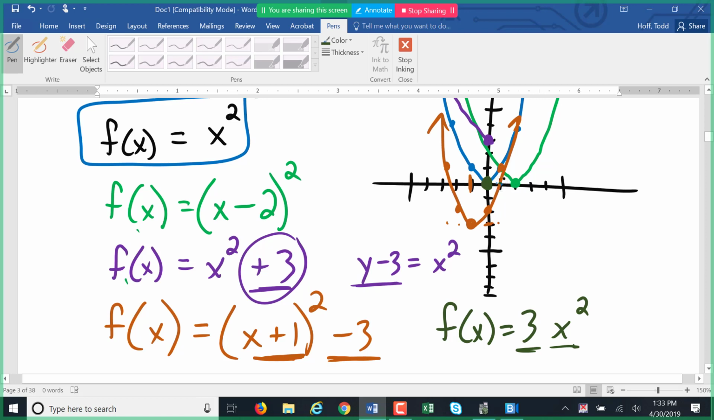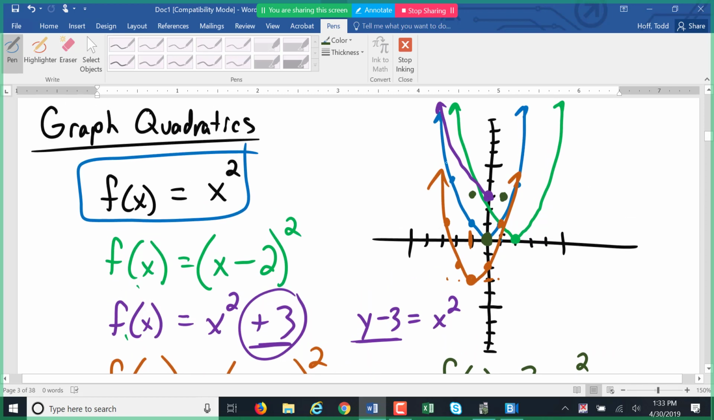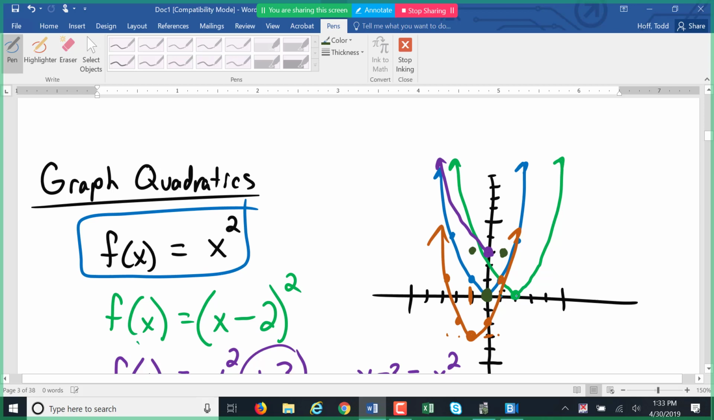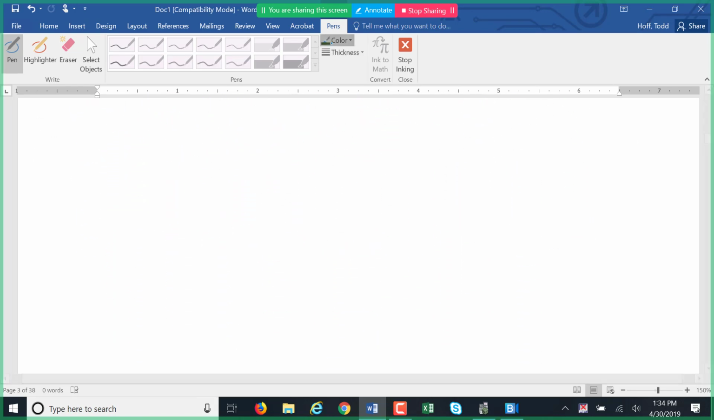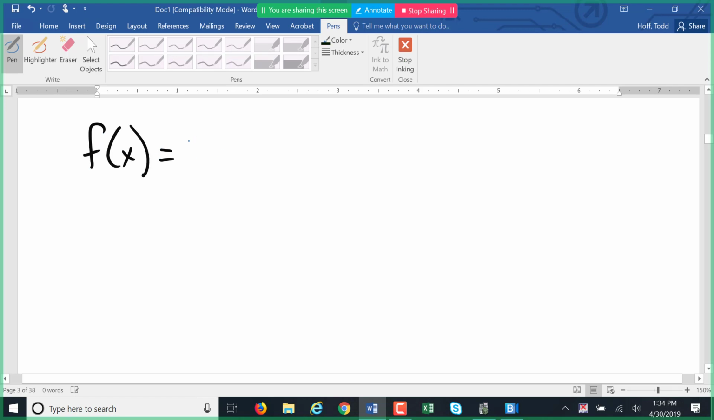Over 1, 1 squared is 1, but we have to multiply by 3, so we go up 3. Going back 1, of course 1 squared is still 1, times 3 is 3. Over 2, 2 squared is 4, times 3 is 12. And the same on the other side. So we get a much narrower, steeper-sided parabola. We could have a negative type slope.